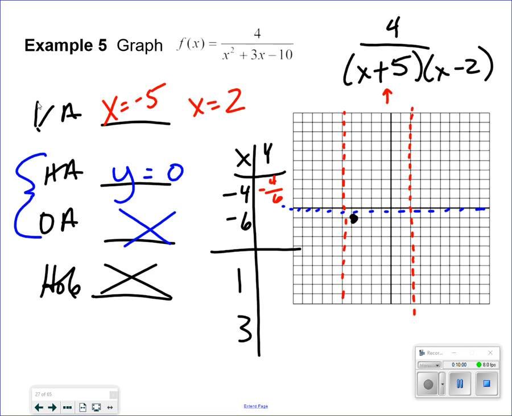Next one, -6. I'm going to get 4 on top, and I'm going to get positive 8 on the bottom. So positive a half up here. 1, if I plug 1 in, I'm going to get 4 on top and negative 6 on the bottom. So 1, negative 2/3, so down there. And then 3, 4 on top, 8, I'm going to get positive a half.